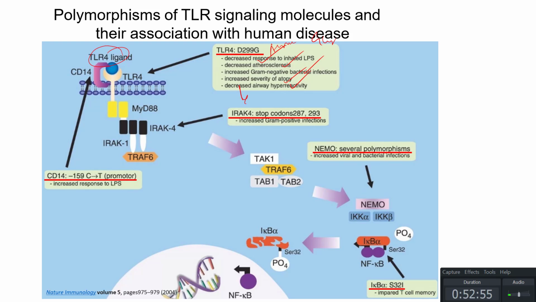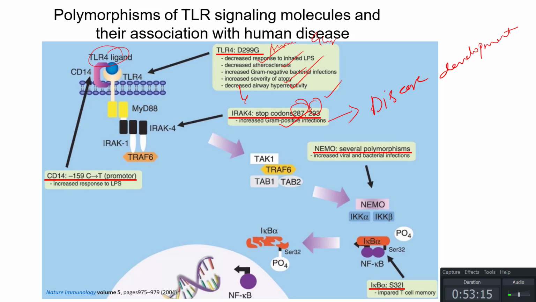Then whenever the IRAK4 stop codon, that is 28,287,293, is there, then it increases gram-positive infection. The reason is that if these things are not there, then the bacteria will not be recognized by the body. Finally, it leads to disease development.